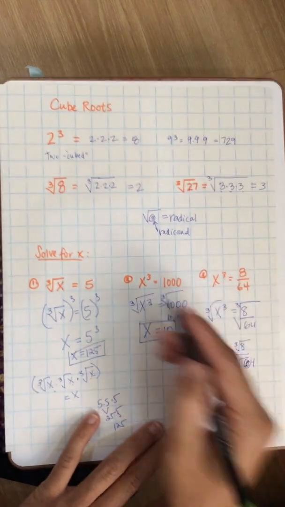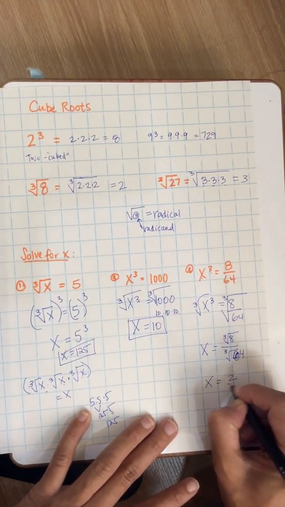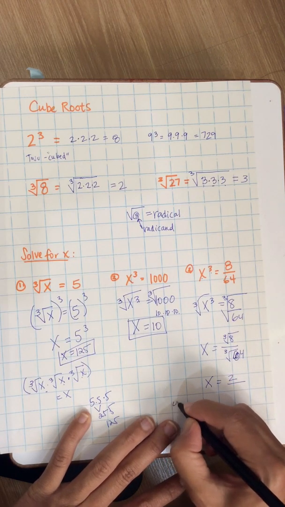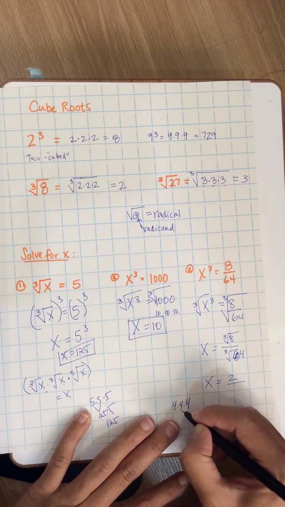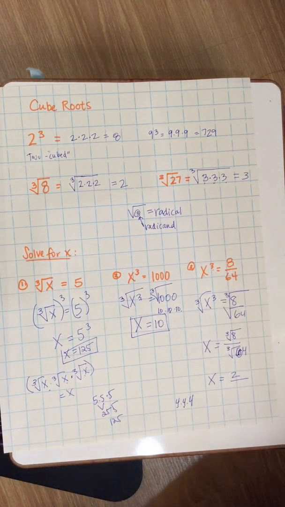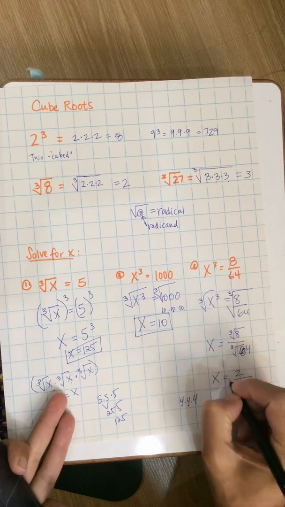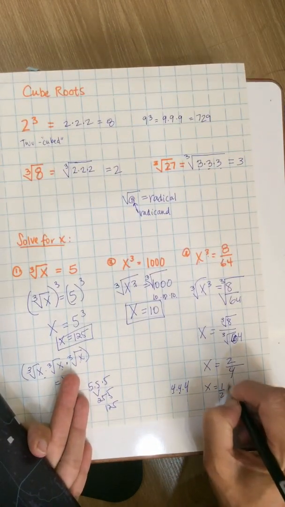Cube root of 8, I know that. I did it up here. The cube root of 8 is 2. So x equals 2 over. Well, what's the cube root of 64? Is there a number that I can multiply 3 times to get 64? 4 times 4 is 16. 16 times 4, is that 64? Yes, it is. So this bottom number comes out to be 4. So my answer is x equals 2/4, which I know is the same as x equals 1/2.